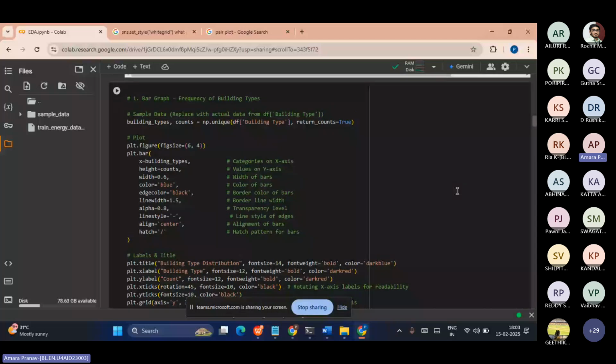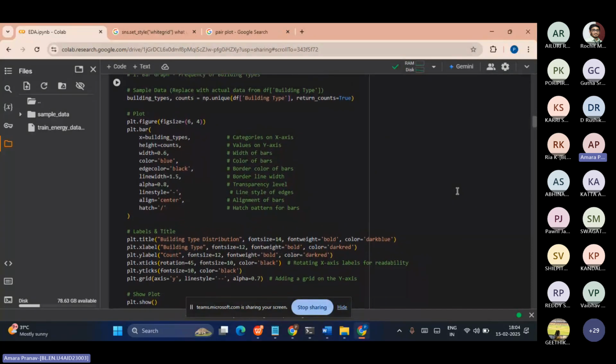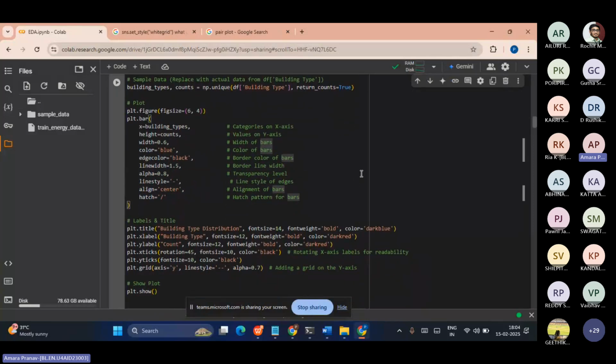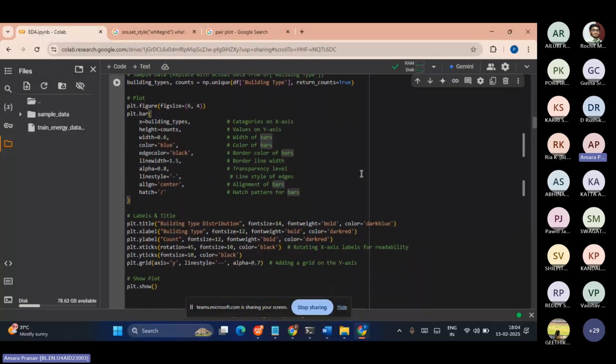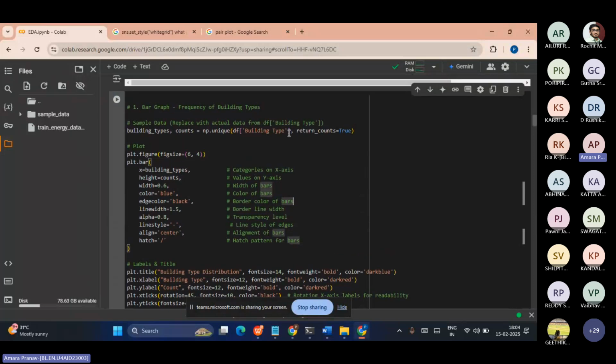Okay, so let us go through the bar graph. Generally, it's very easy to build a bar graph, but I just wanted to show you all the parameters that are included within the bar graph. So I made it complex to make it easy for you to understand what changes if you change a parameter. As you can see, I have chosen the building type from the dataset for displaying the bar graph. These are all the parameters that I've been using.